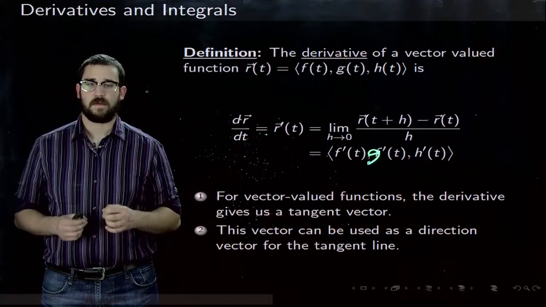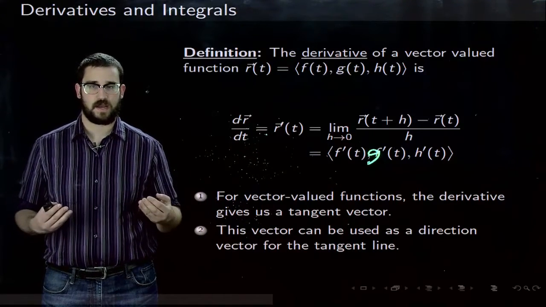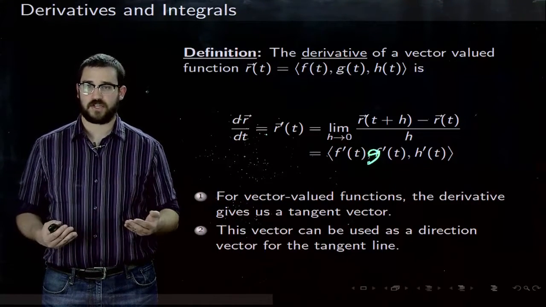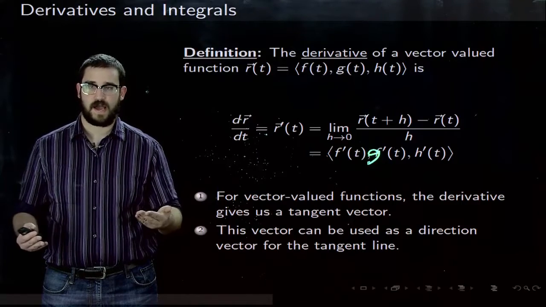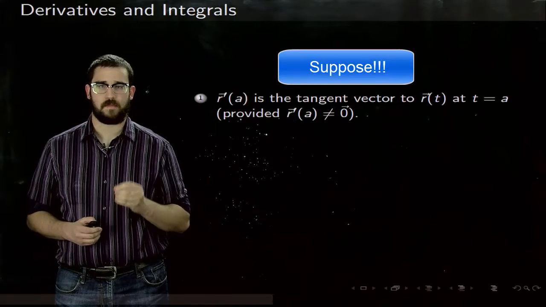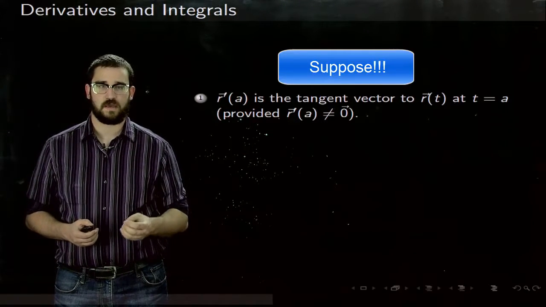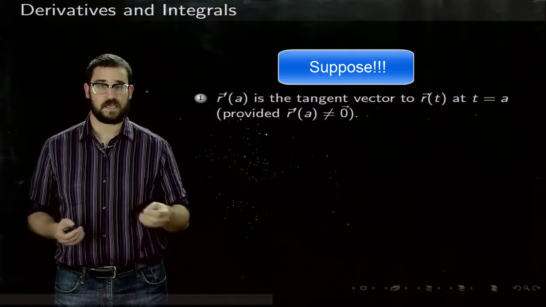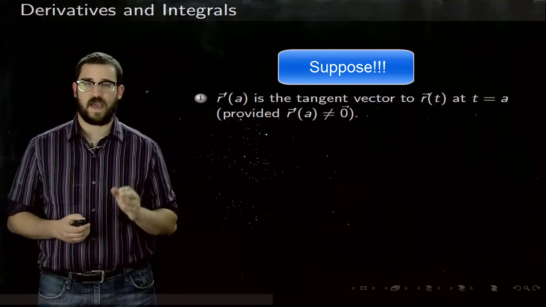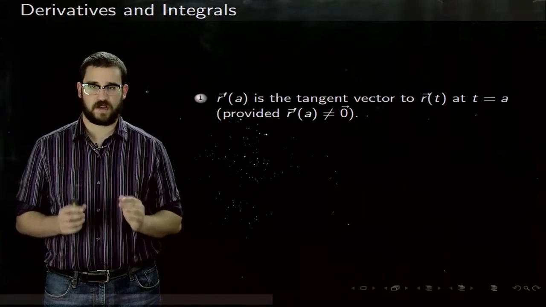This vector can be used as the direction vector when we create the tangent line, because remember, we need a point and a direction vector in order to create a line in three-dimensional space. So suppose we had an r prime of a, the tangent vector for r of t at t equaling a. And let's provide that r prime of a is not equal to 0. Then we get a very special vector.